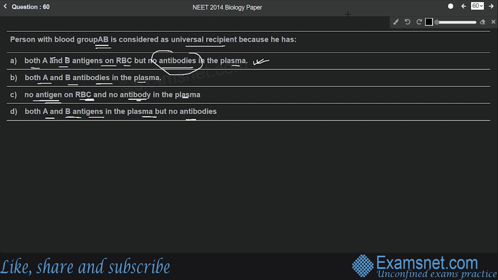Okay, so since there are no antibodies, that means it will not act against any of the blood groups that is given. So it acts as the universal recipient. It can take or accept blood from any blood group. Okay, so option A will be the correct answer.